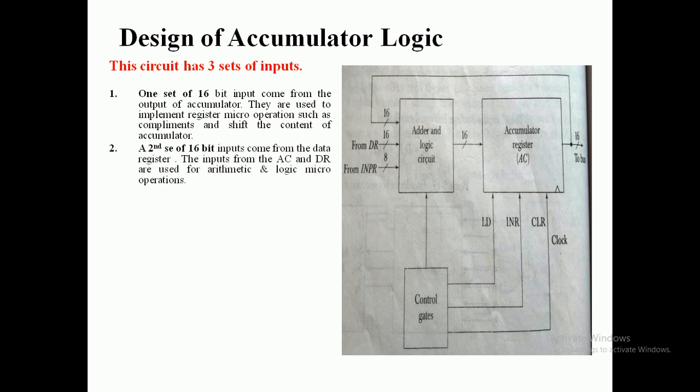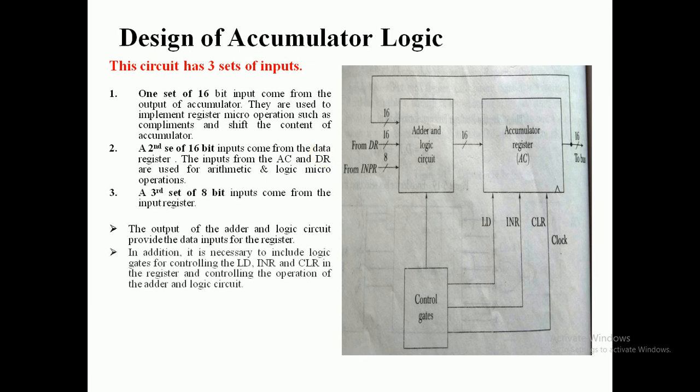This is the one set of 16-bit input coming from the output of this accumulator. You can see the diagram. And the second set of 16-bit input comes from the data register, and third is 8-bit from the input register. The output of the adder and logic circuit provides the data input for the register. In addition, it is necessary to include the logic gates for controlling the load, increment and clear inputs in the register and controlling the operation of the adder and logic circuit.